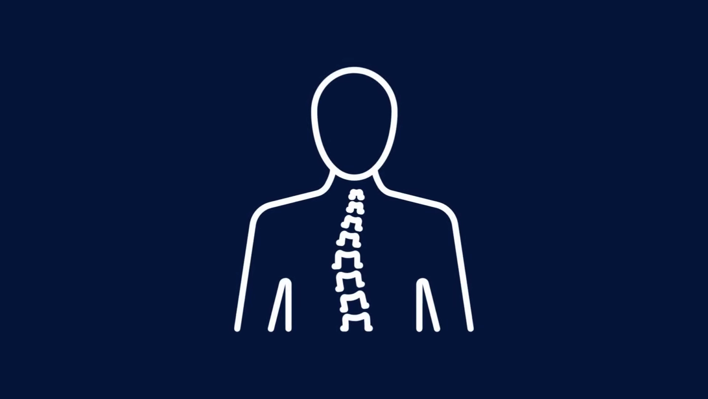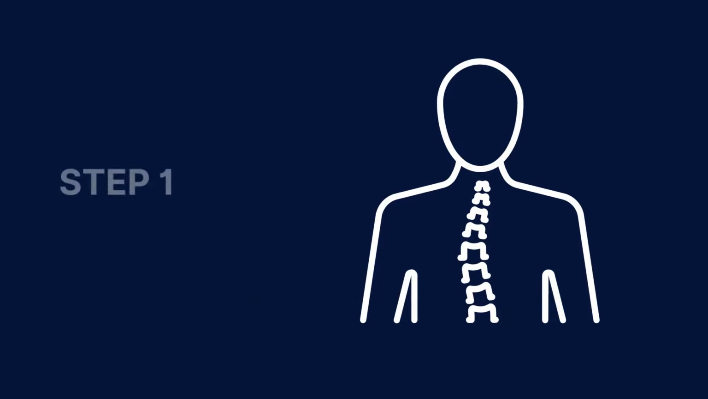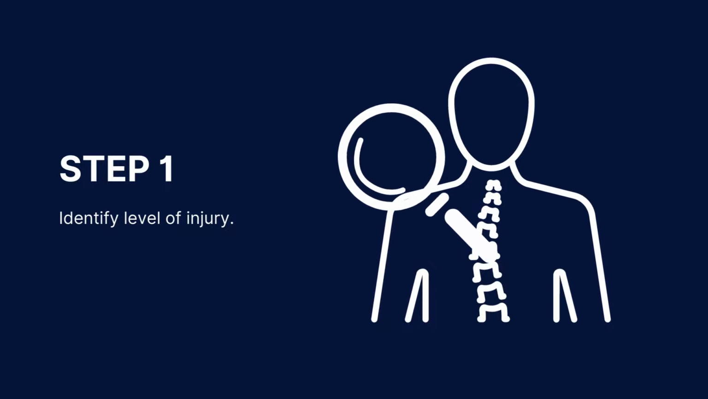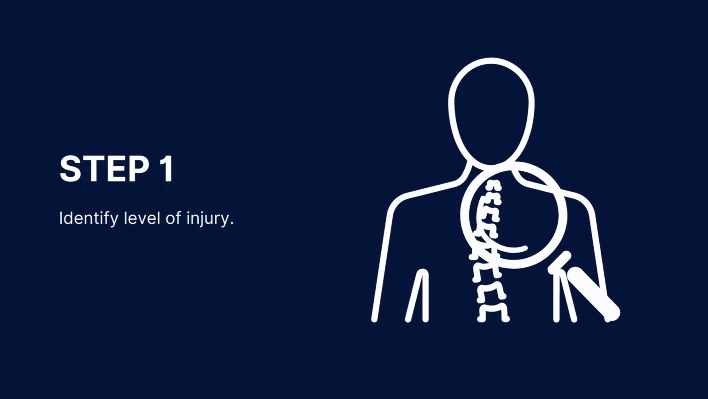The ASIA Impairment Scale, AIS, is a standardized system used to assess and classify the severity of spinal cord injuries. Firstly, identify the level of injury. The first step is to identify the level of injury, which refers to the lowest level of the spinal cord that has normal sensory and motor function.